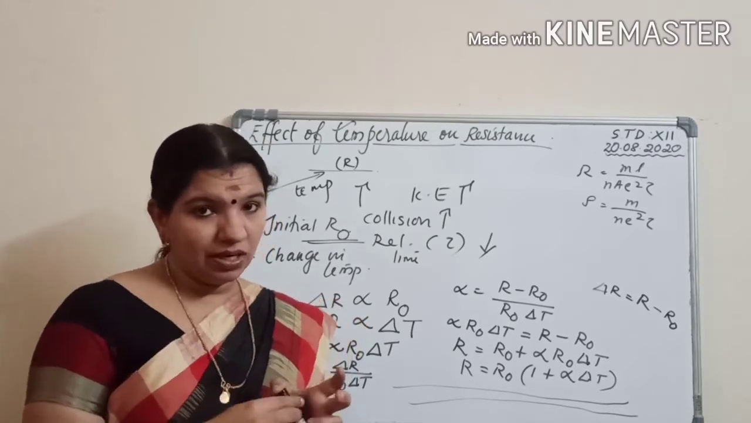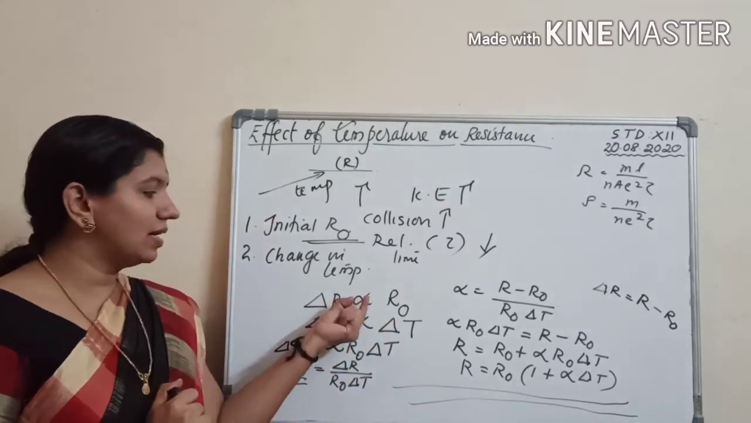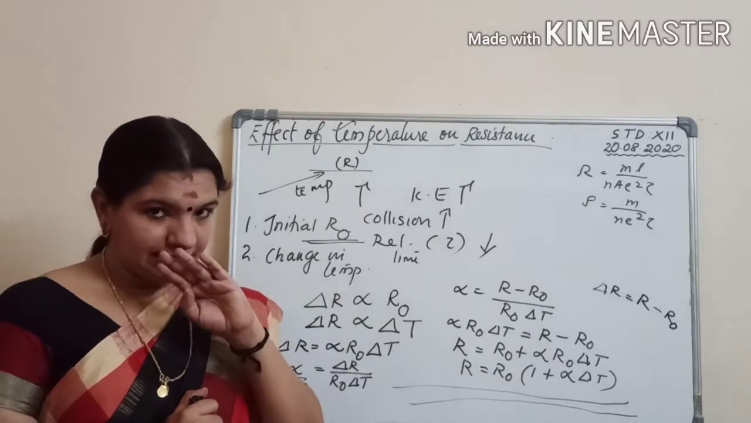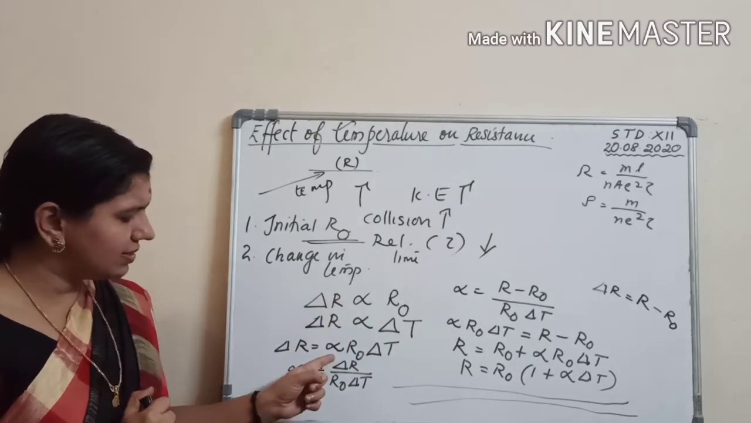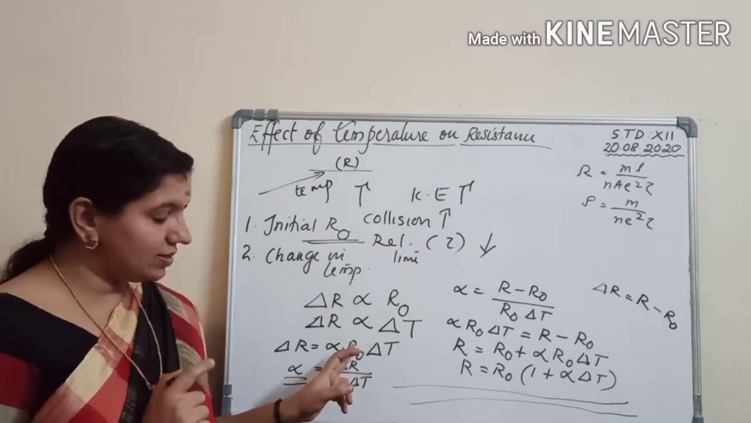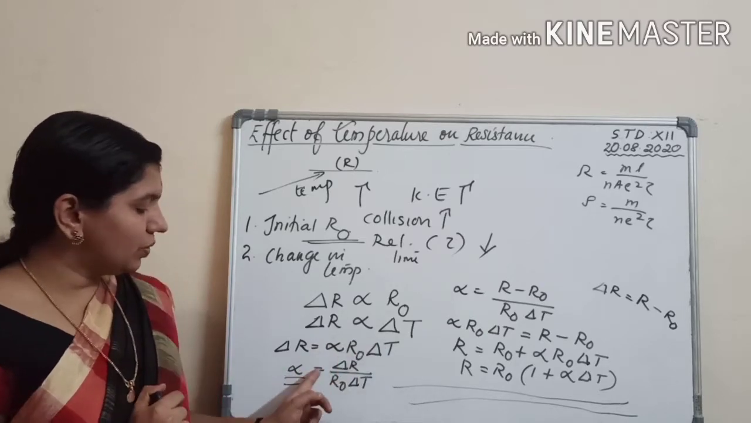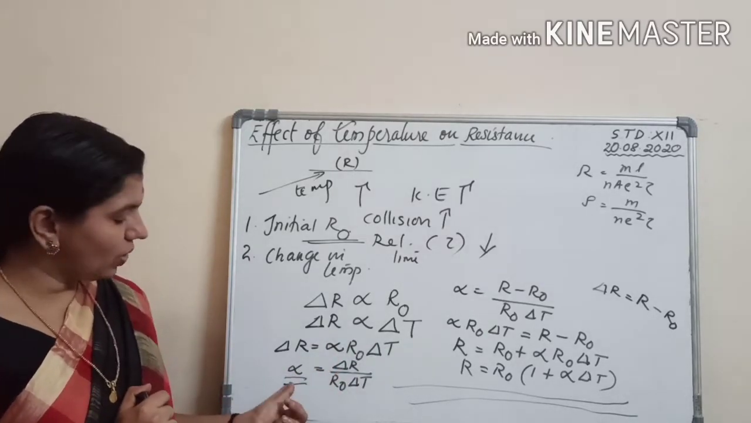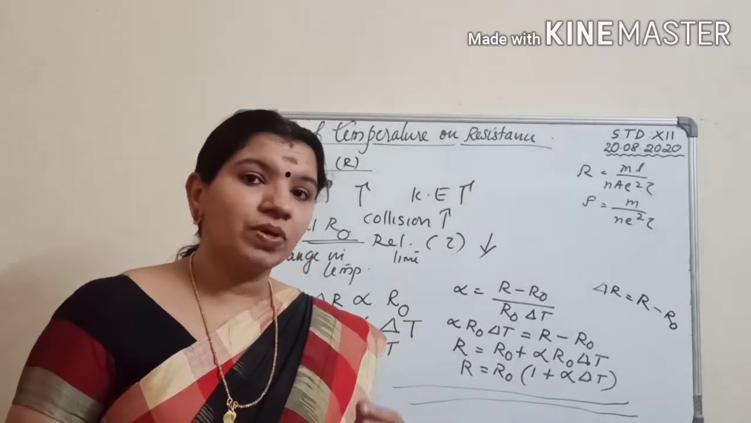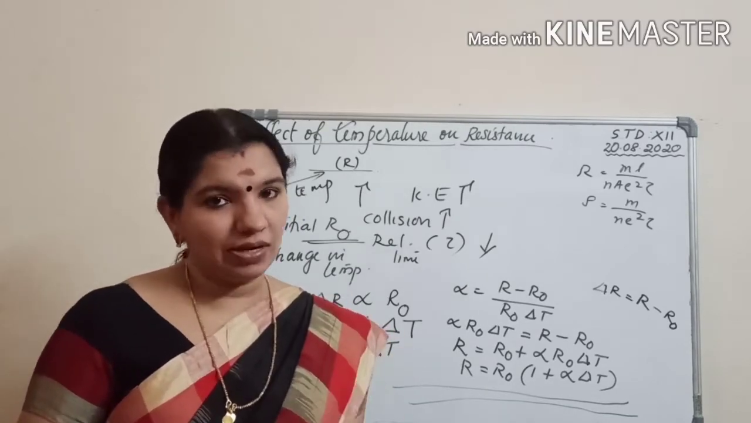With that, we are framing equations which give delta R, the change in resistance, directly proportional to R0, and also delta R directly proportional to delta T. Combining these equations, the proportionality sign is replaced by a constant, the temperature coefficient of resistance alpha: delta R equals alpha R naught delta T, so alpha equals delta R by R naught delta T. Alpha can be defined as the ratio of the change in resistance to the unit change in temperature as well as the original resistance.